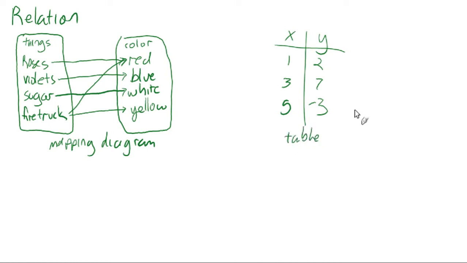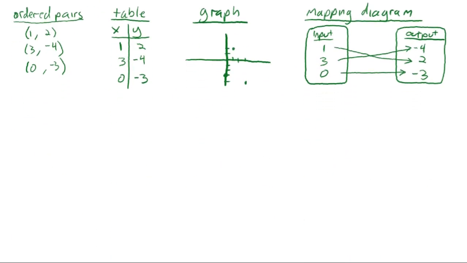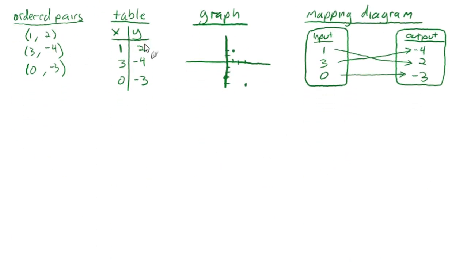And there's 4 common ways that we can talk about relations and functions, and here they are. Okay, we did a mapping diagram up above. We did a table. You could also do a graph. You could do ordered pairs. You can see that all of these are 4 different representations of the same relation. And actually, it's also a function. We'll talk about what a function is and what it is not in a minute.